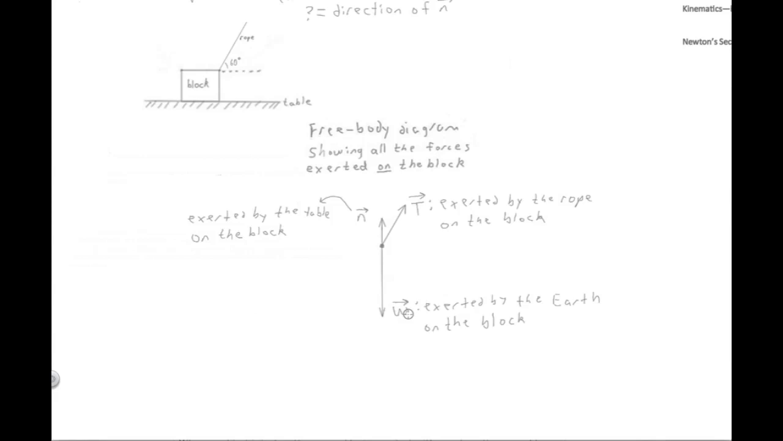Remember that the weight force is unusual and weird because it's usually the only force you see in the first semester that can be exerted by something that is not touching the object. The earth is not touching this block. The block is on the table, not on the surface of the earth. But even though the earth is not touching the block directly, the earth can still exert this weight force on the block. How is that possible?